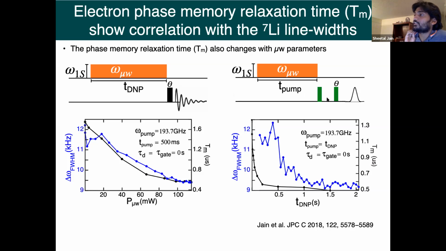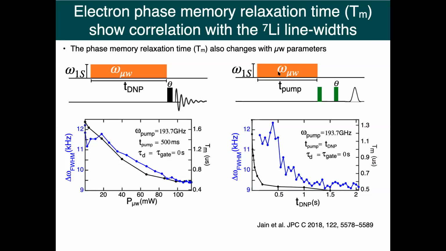Now, the second question: if I vary this, how does T1E change? We did not see any change in T1E. That's because T1E here is basically saturation. It is a saturation recovery experiment, and changing the saturation efficiency will not change T1E. It will just make the data more or less reliable depending on how effectively you saturate. But T1E was not, at least to a significant extent, influenced by this.